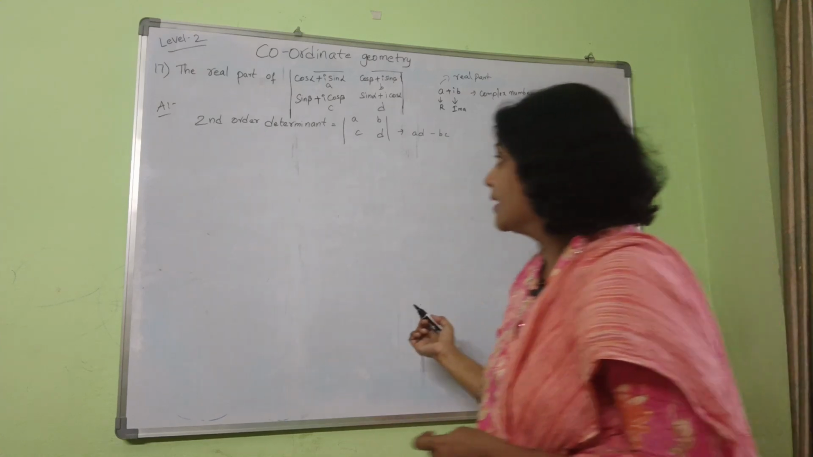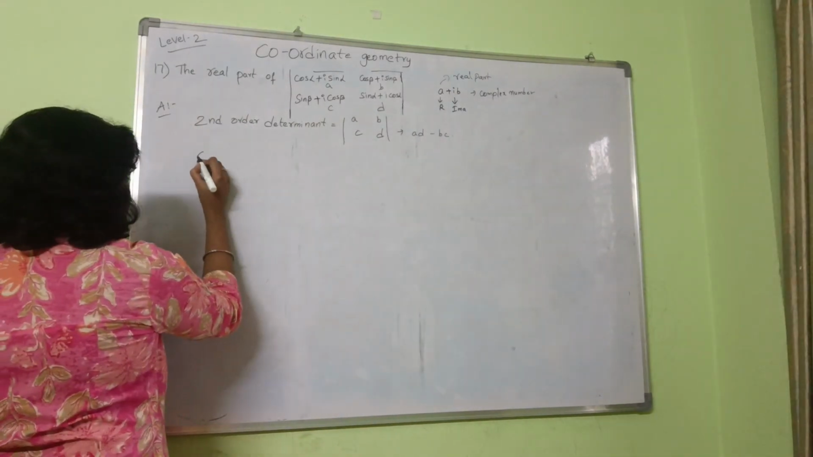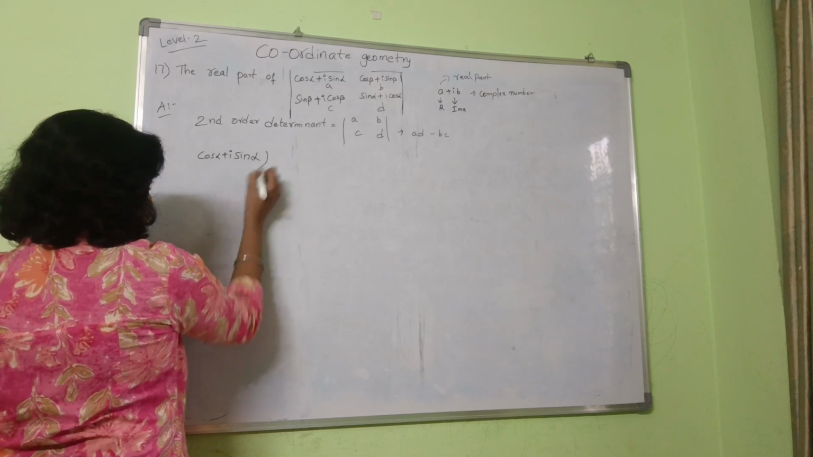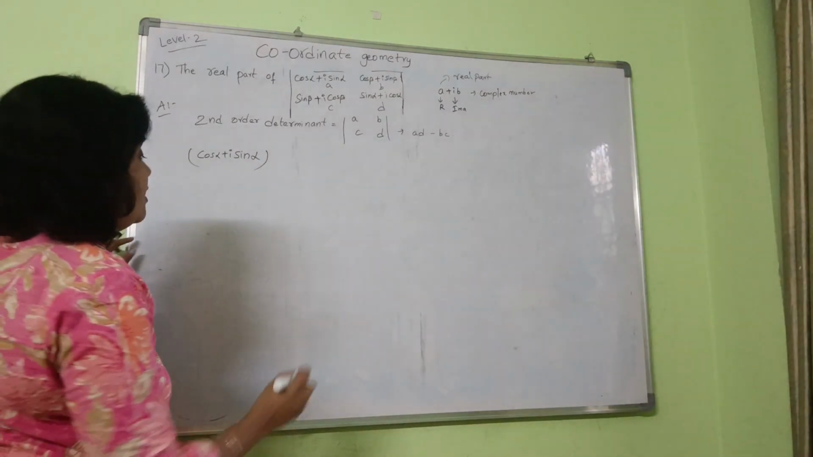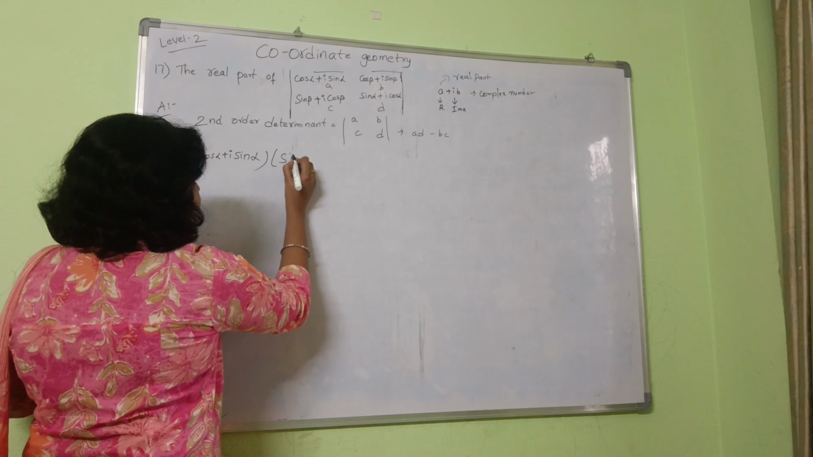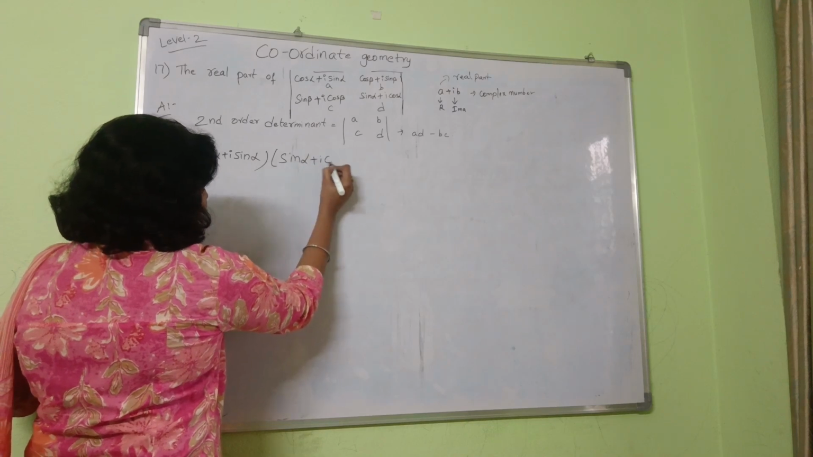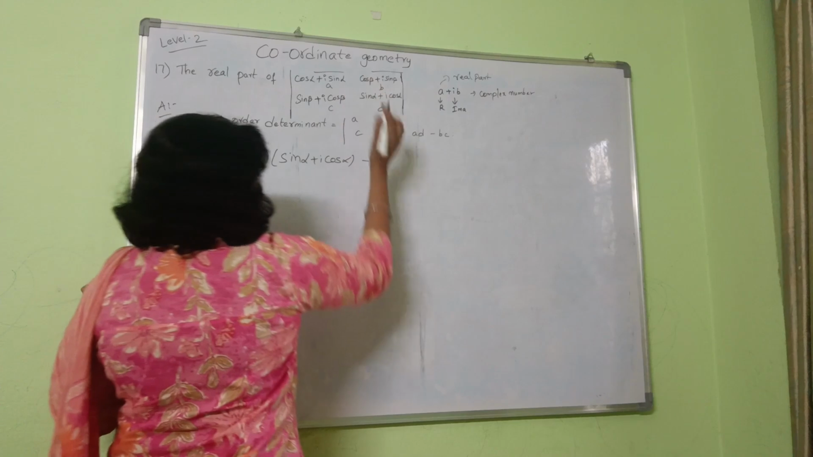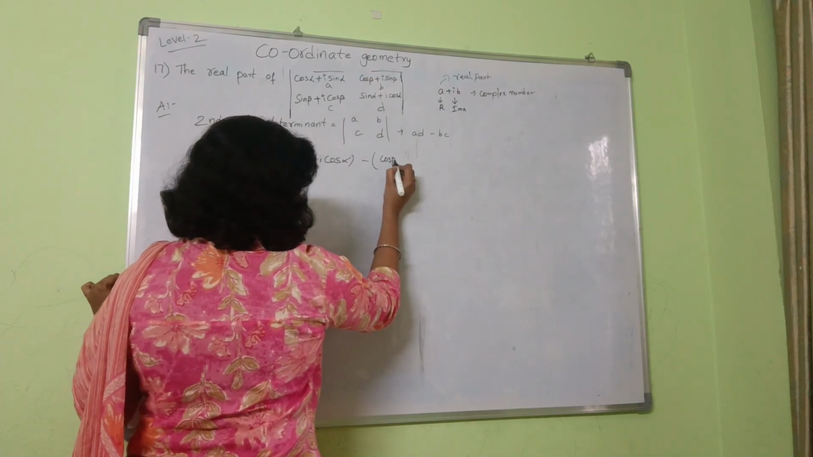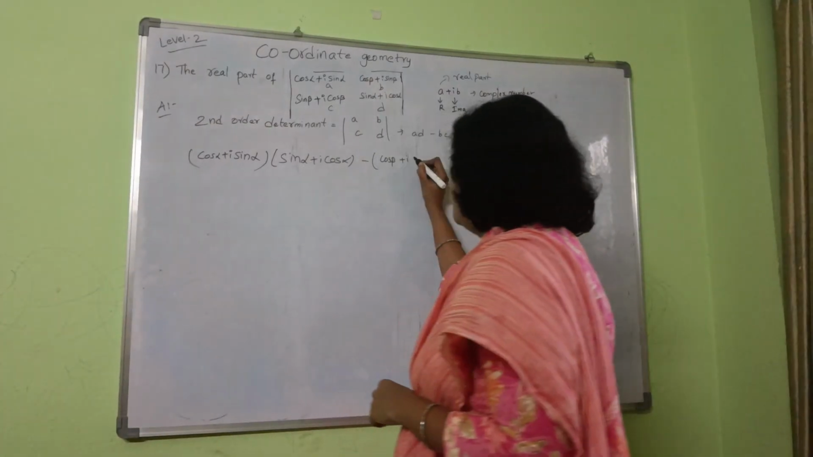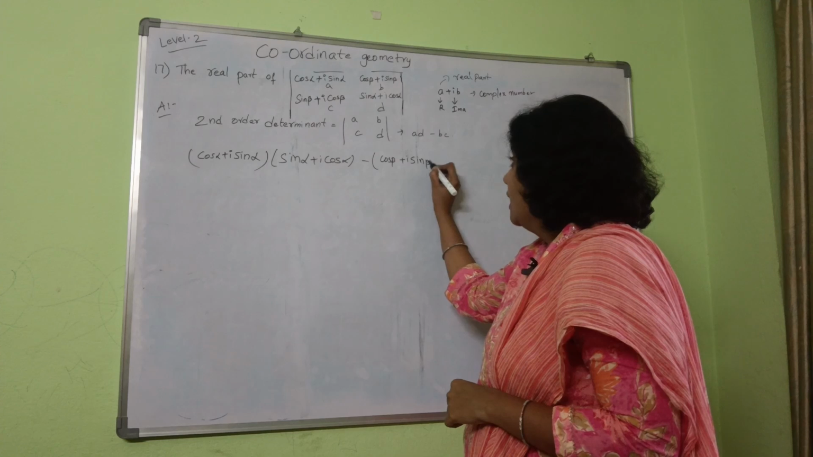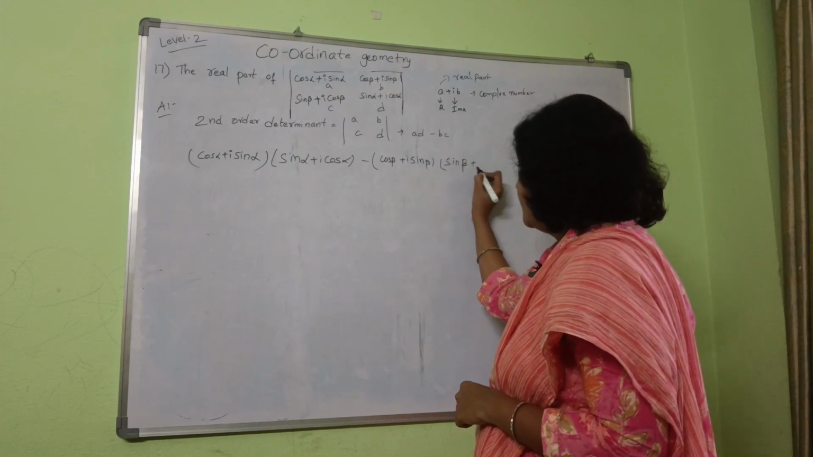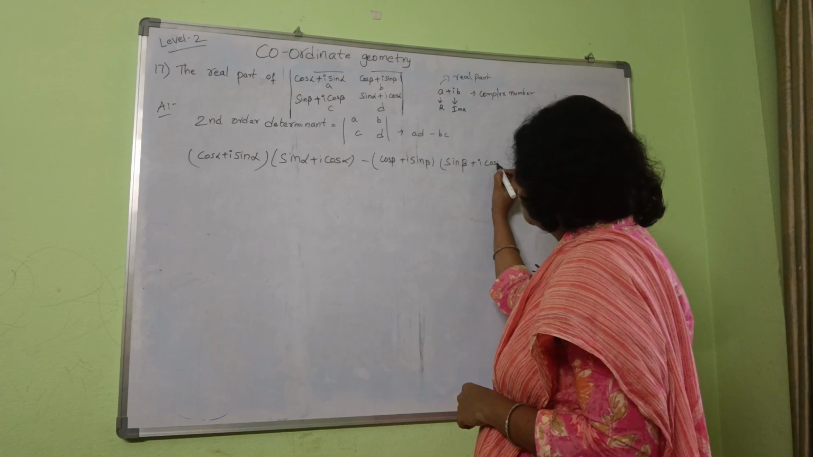So now first, what is the A value? Cos alpha plus I sin alpha, into what is the D value? Sin alpha plus I cos alpha, minus what is the B value? Cos beta plus I sin beta, into what is the C value? Sin beta plus I cos beta.